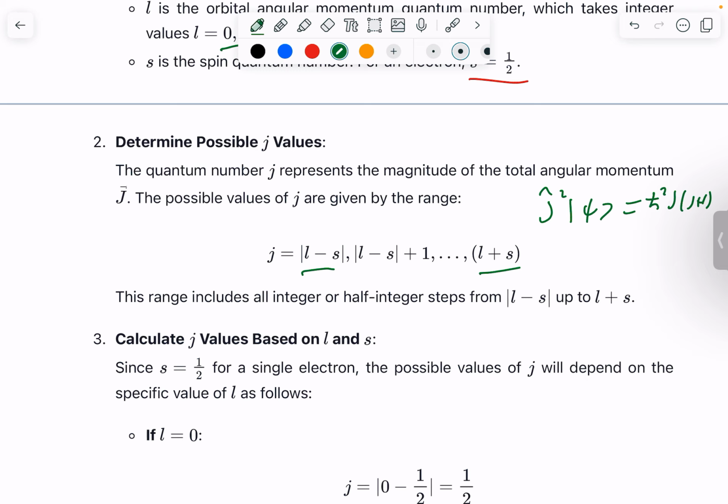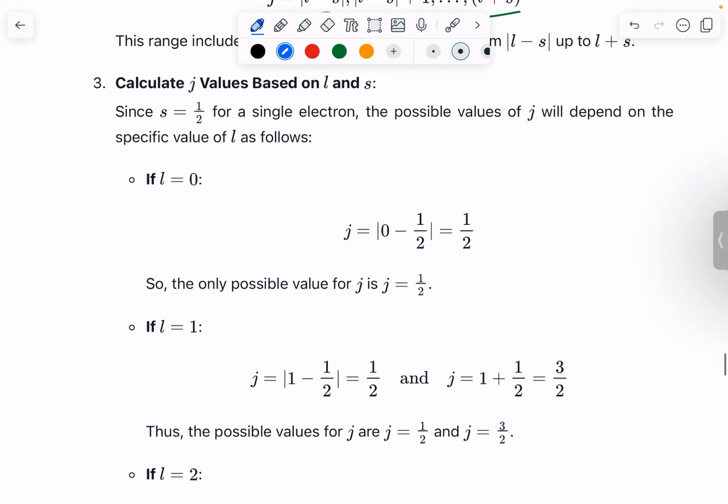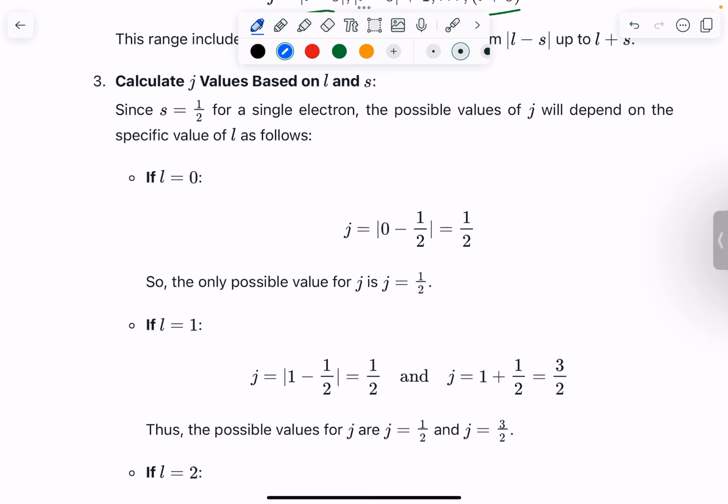Anyway, so these are some easy ways of extracting J values, the total angular momentum, if you know L and S. Okay, it's going to run from L minus S to L plus S. For the hydrogen atom, it's extremely simple. For the multi-electron atoms, we'll discuss a little bit more. So let's see how things work out for the hydrogen atom. Since S is fixed, let's see what kind of J values we can have.